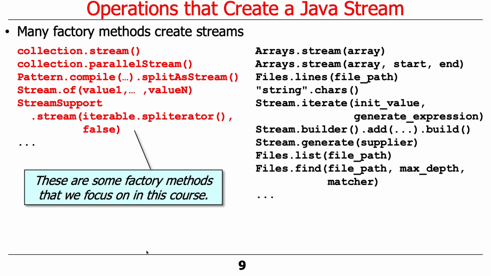By far the most common methods we're going to look at are stream and parallelStream. Stream and parallelStream take collections and convert them into streams, sequential streams and parallel streams, respectively. There's also some other stuff that we'll look at, like splitAsStream, which works with regular expressions. We saw the stream of stuff already. And then there's this other cool helper method called StreamSupport.stream, which is a factory method that takes a spliterator and converts whatever the spliterator is into a stream, to be either sequential or parallel. So that's also pretty cool.